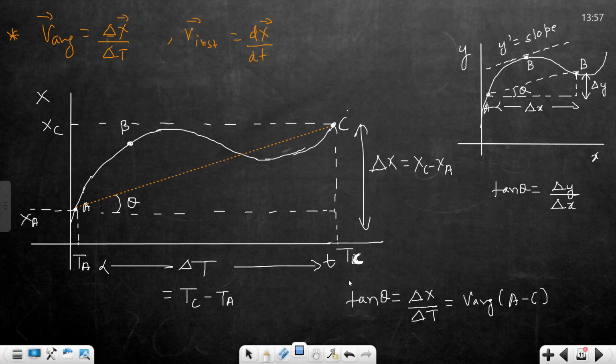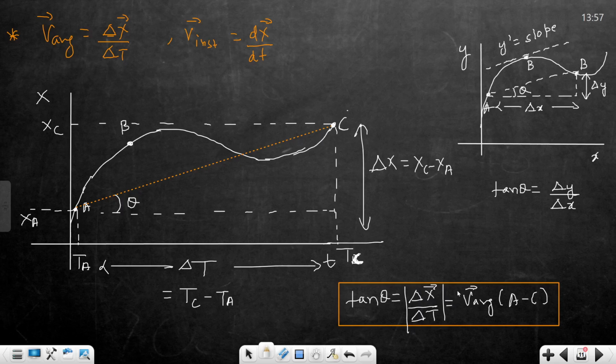What I wanted to tell you is that when you connect two dots and take the slope of that line, that slope will give you the average velocity between them. I have taken only the magnitude, so don't say, sir, that it is the average speed; I am just taking the magnitude. So this slope will give you the average velocity between A and C. The slope of this line will give you average velocity between A and C.